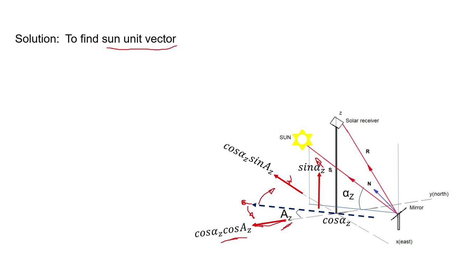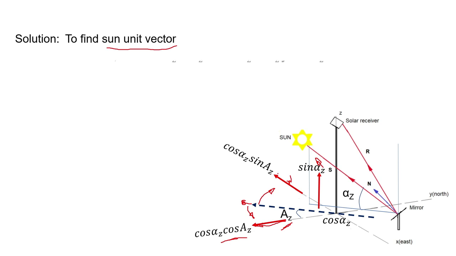Therefore, we got the three components of the sun unit vector as cos alpha z cos a z, cos alpha z sin a z, sin alpha z. Now cos alpha z cos a z is in the negative y direction, because we assumed positive y direction to be north, so south would be negative y direction. Similarly, we assumed east direction to be positive x direction, so west direction would be the negative x direction.